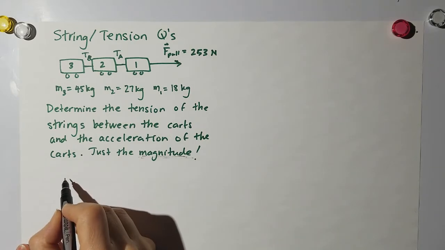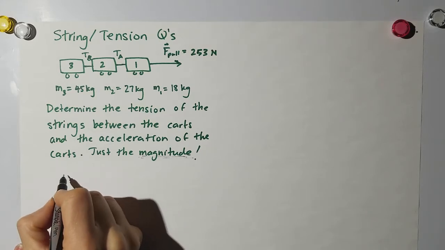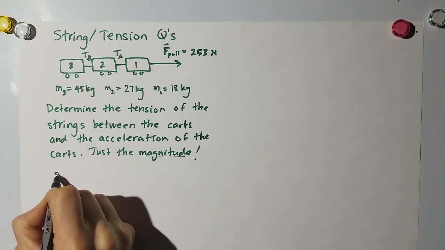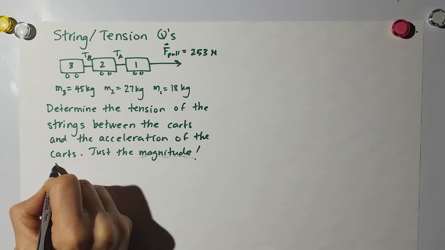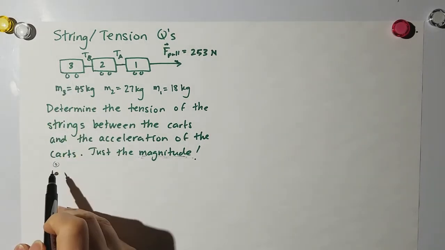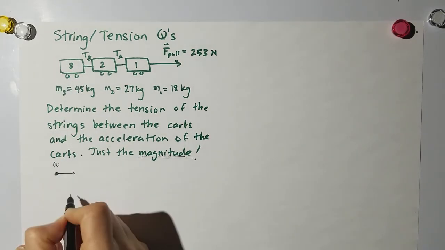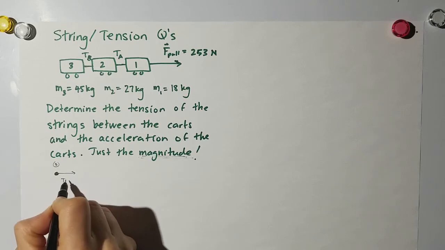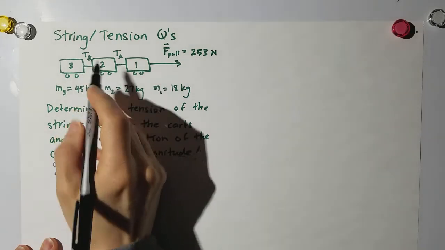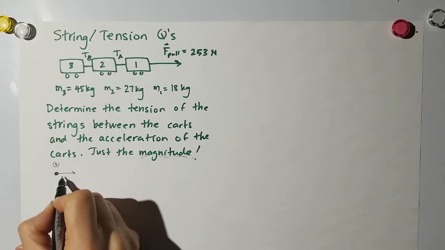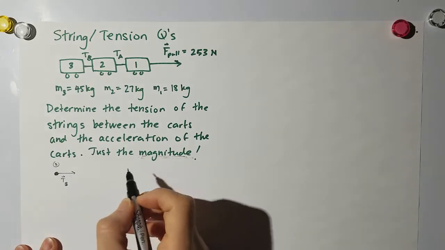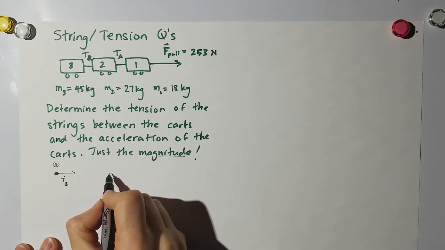Okay, so I'll do them here. I'll try and do them underneath one another. So here, this would be cart 3. Okay, so if I look at cart 3, it has one force acting on it. It would be the tension, I'm going to call this tension B. Okay, and it would be to the right. All right, now I'm going to do cart 2.